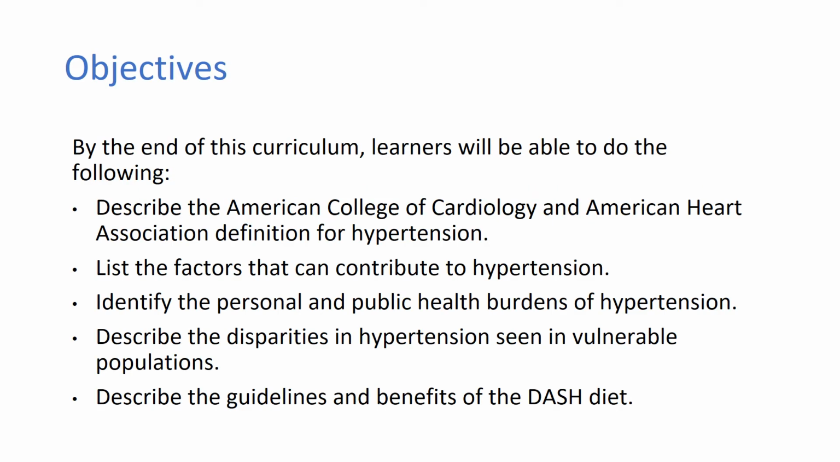So by the end of the lesson, we want you to be able to define hypertension as put forward from the American College of Cardiology and the American Heart Association, along with listing factors that contribute to hypertension that can be modified. Identify both the personal and public health burdens of hypertension in the United States, being able to describe the disparities in hypertension we see within vulnerable populations, and then being able to describe the benefits and how one sticks to the DASH diet.